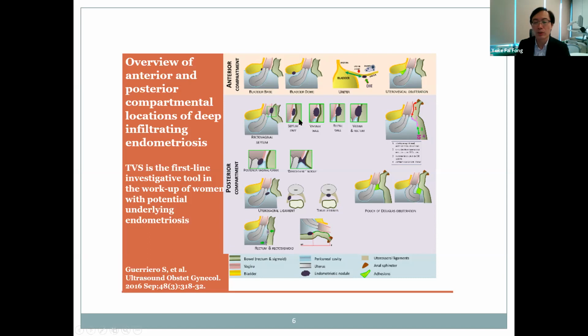Then if you go on to the posterior compartment, it is basically looking at the rectovaginal septum and then going outwards towards the cul-de-sac and then going towards the rectum and tracing the rectum all the way up even to the sigmoid colon.